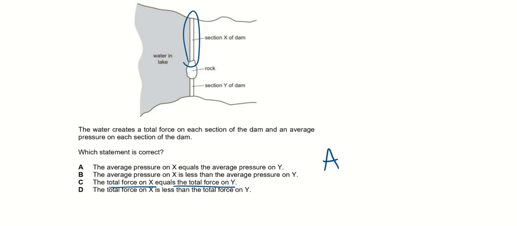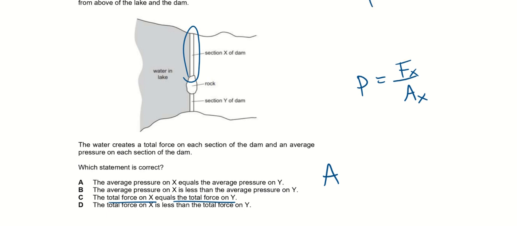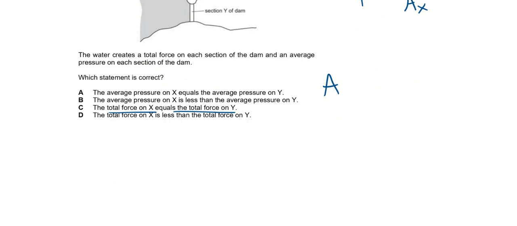There is more water exerting force on this longer section of X, and because pressure equals force over area, for X the force is larger, but the area of X is also larger, therefore they must have equal pressure. So the average pressure on X must be equal to the average pressure on Y.